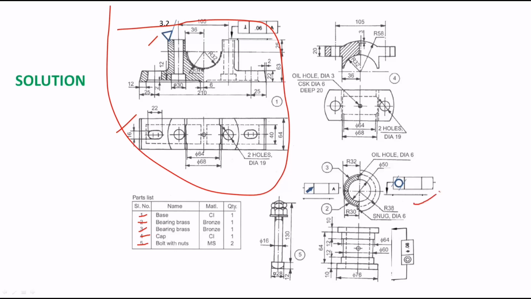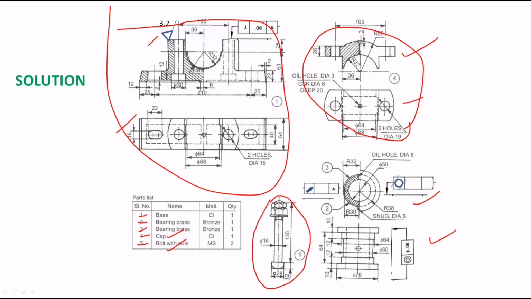Bearing brasses means this is the front view, this is the top view of the bearing brass, second and third parts. And fourth is the cap. This is the cap, its top view is this. So this is completely the 4th part, it is a cap. And the 5th one is bolts with nuts. This is the 5th part, that is bolts with nuts.